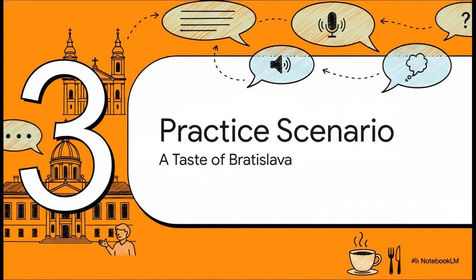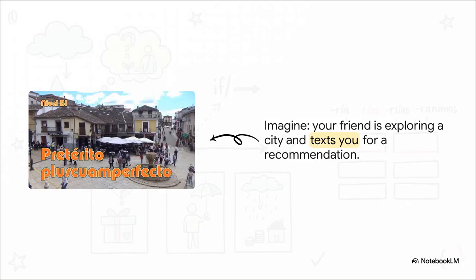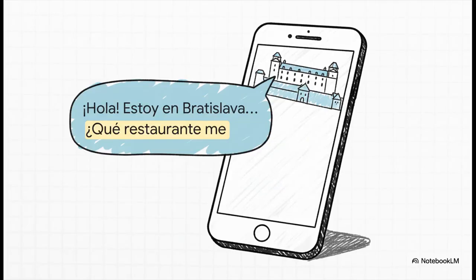Okay, theory is great and all, but let's see how this all comes together in a real conversation. We'll put all these ideas into a quick, practical scenario. So picture this. A friend of yours is traveling, exploring the beautiful city of Bratislava. They're starting to get hungry, so they pull out their phone and send you a text, asking for a little help. Their text pops up, "Hi, I'm in Bratislava. What restaurant would you recommend?" And look at that. They're already using the conditional. Recomendarías, because they're asking for your opinion, your hypothetical advice.